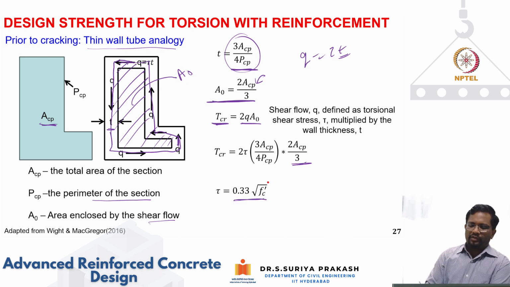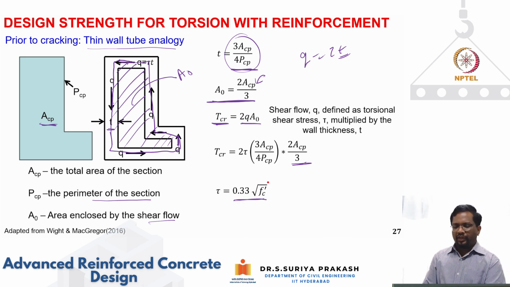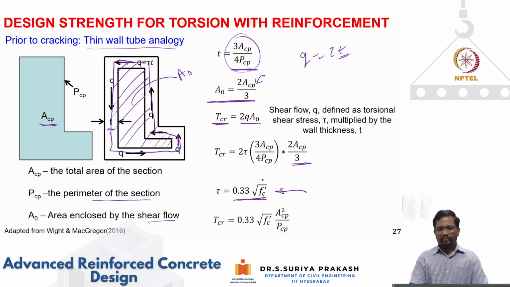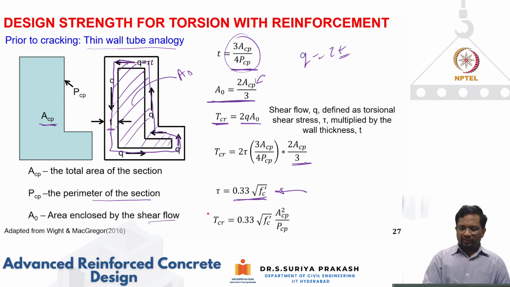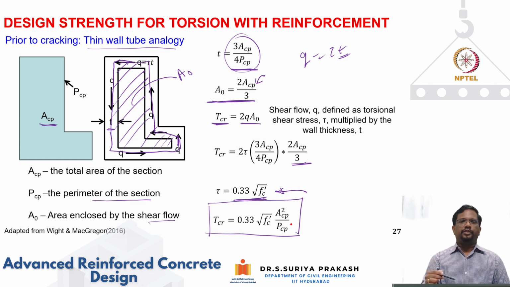So if I take 0.33 square root of f'c, where f'c is your cylinder compressive strength of concrete, and this is an assumption. So this is the maximum shear stress the concrete can take. This maximum shear stress or maximum tensile strength is always expressed as a function of the square root of f'c. So if you substitute that, you get a value for cracking torsional moment as 0.33 square root of f'c multiplied by A_cp squared by P_c.